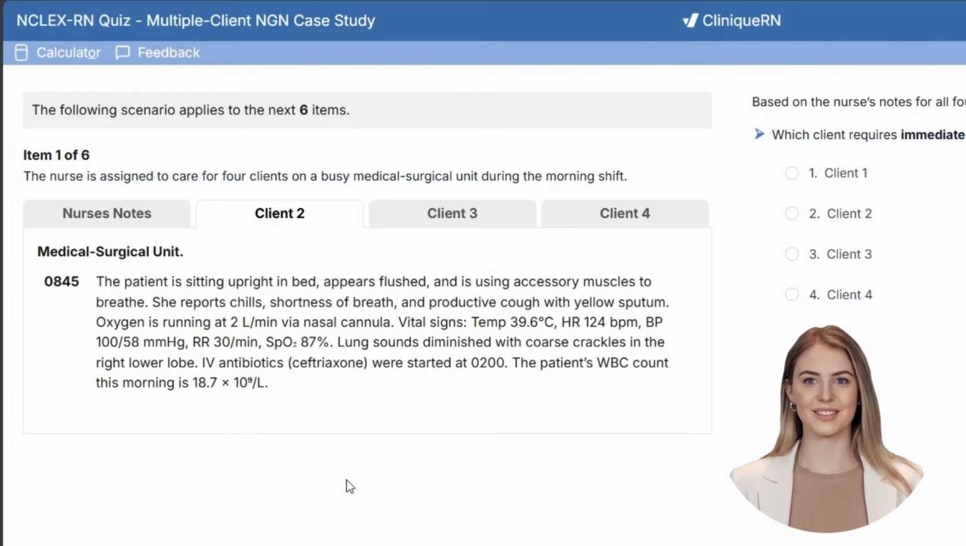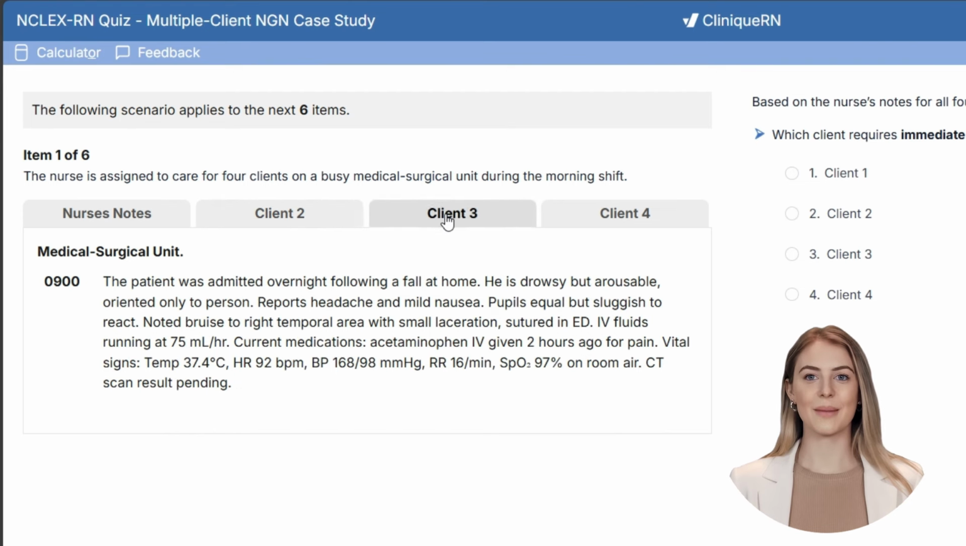Vital signs. Temperature 39.6 degrees Celsius. Heart rate 124 beats per minute. Blood pressure 100 over 58 millimeters of mercury. Respiratory rate 30 per minute. 87% peripheral capillary oxygen saturation. Lung sounds diminished with coarse crackles in the right lower lobe. IV antibiotics, ceftriaxone, were started at 0200. The patient's WBC count this morning is 18.7 times 10 to the power of 9 per liter.